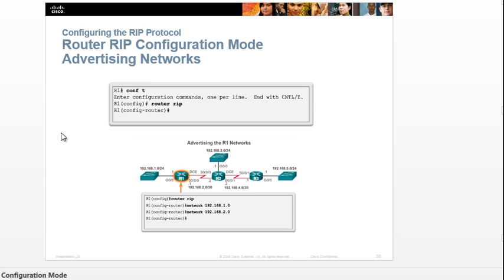So here we're talking about how to enable the RIP protocol. First we're going to do a conf t to get into our configuration mode. Then we're going to type router rip, and then we're going to tell it what networks we have. Network, in this case, 192.168.1 and then .2.